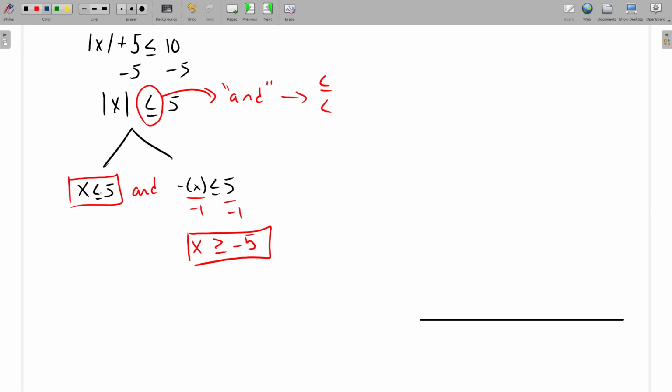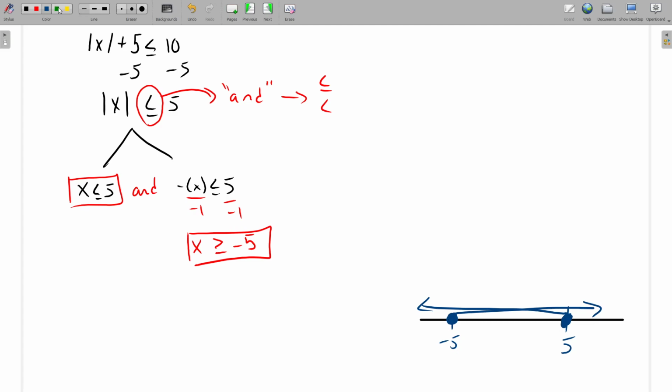So x is less than or equal to 5. Because it's less than or equal to, we're going to put a closed circle. And it's everything to the left. X being greater than or equal to -5. Again, a closed circle because it's greater than or equal to, and everything to the right.